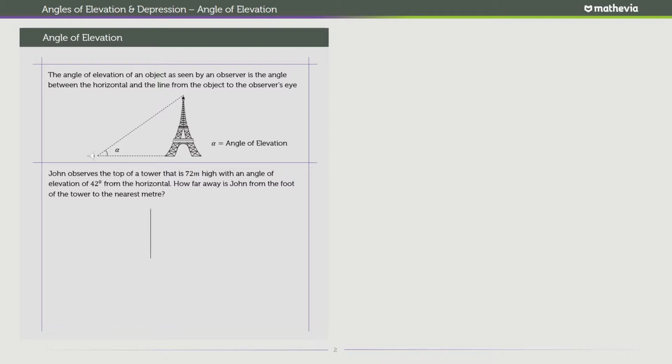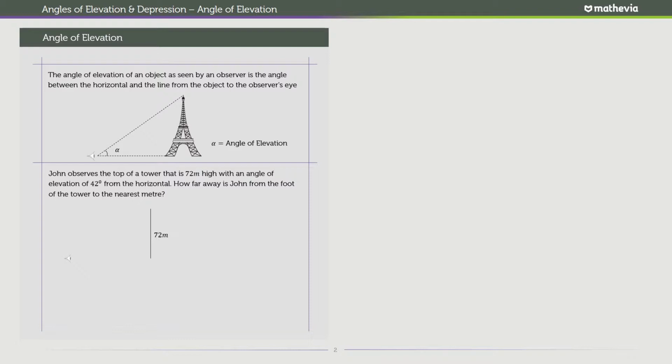So what we do, we have this tower here, and this tower is 72 meters high, and we have John standing somewhere here at the base of the tower on the ground. At this time we're not taking into account John's height. We're assuming John's eyes are directly level with the base of the tower. It's just an assumption, but sometimes you may be asked to solve with the observer's height, and it's very important that you take that into consideration.